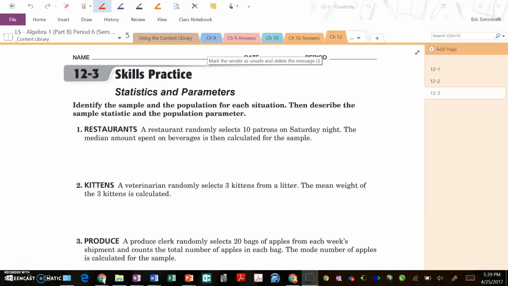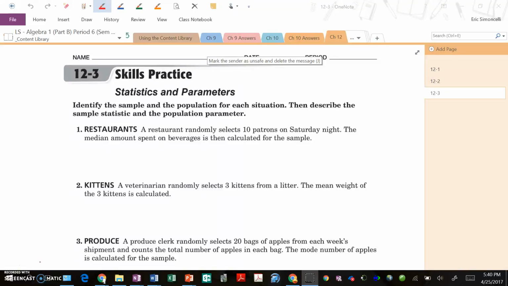I'd like to maybe break down each particular question if I could, or at least most of the questions, and see what the math entails and what the logic entails. Identify the sample and the population for each situation. Then describe the sample statistic and the population parameter.